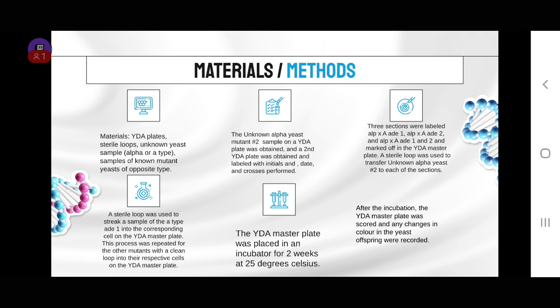Afterwards, the YDA master plate was placed in an incubator for 2 weeks at 25 degrees Celsius. After the incubation, the YDA master plate was scored, and any changes in color in the yeast offspring were recorded.